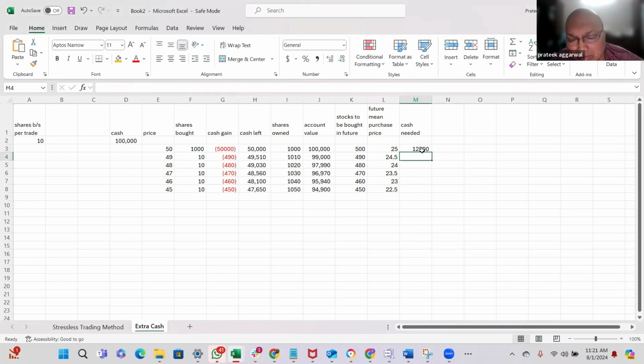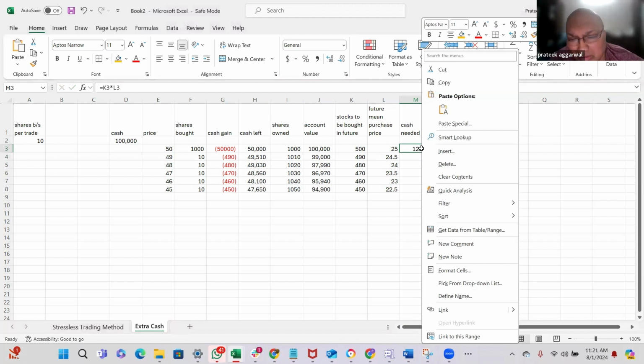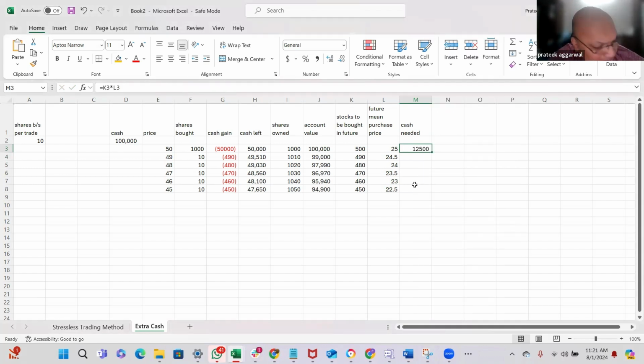That's going to be 1250 here. Now the question is, this is saying I need 12,500 shares to make these purchases, right? But I have 50,000 in my account. My cash left is 50,000. So there's no need for me to restrict myself to 10 trades.